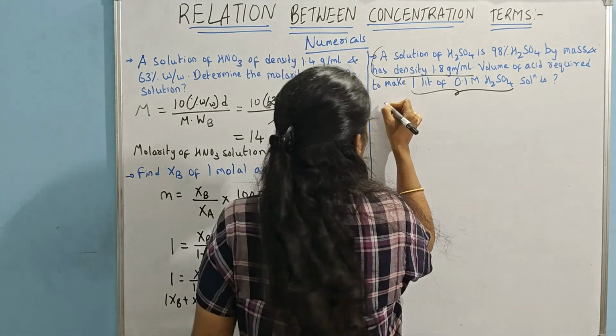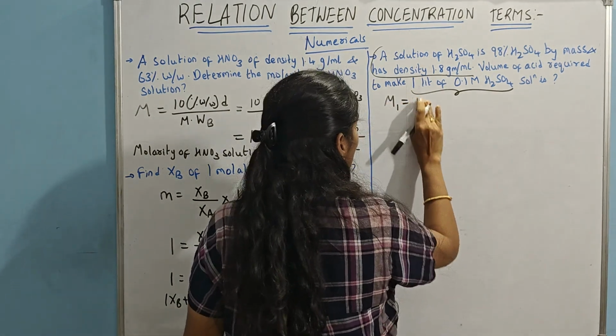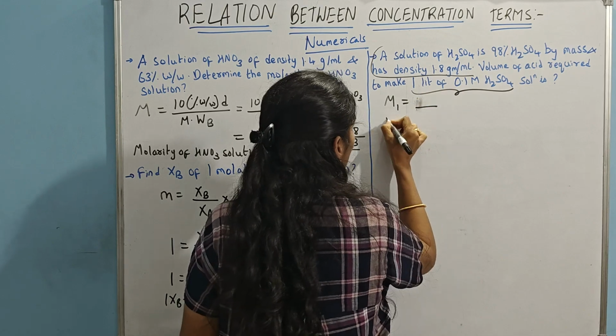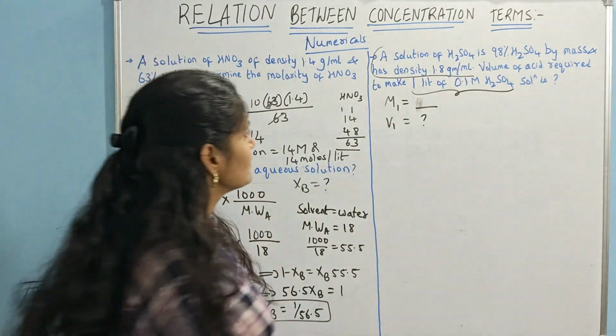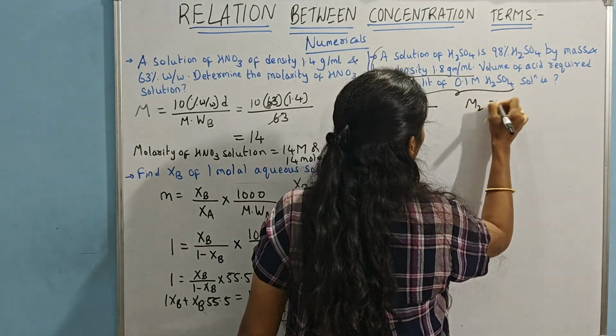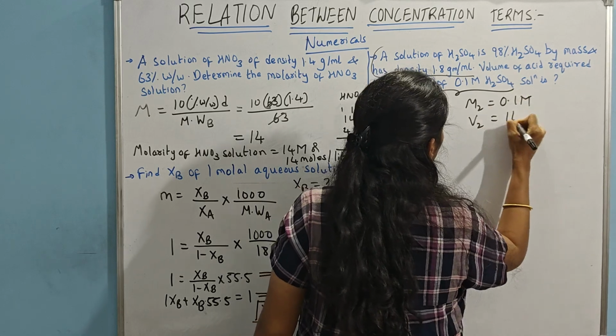So first, let me write the data. M1 is yet to be calculated. V1 he is asking us in the question. M2, what is the final molarity? It is 0.1 molar. And what is the final volume? It is 1 liter.